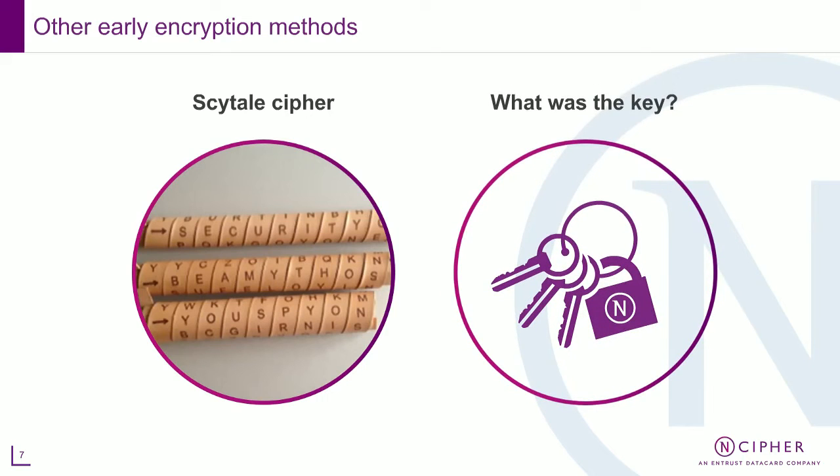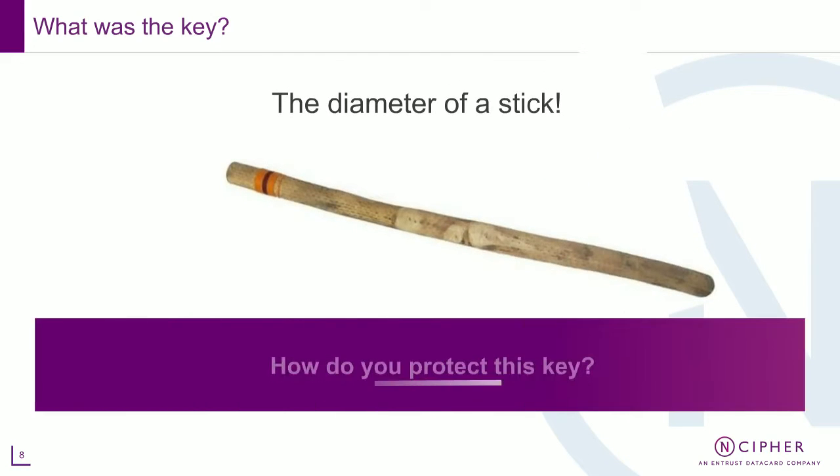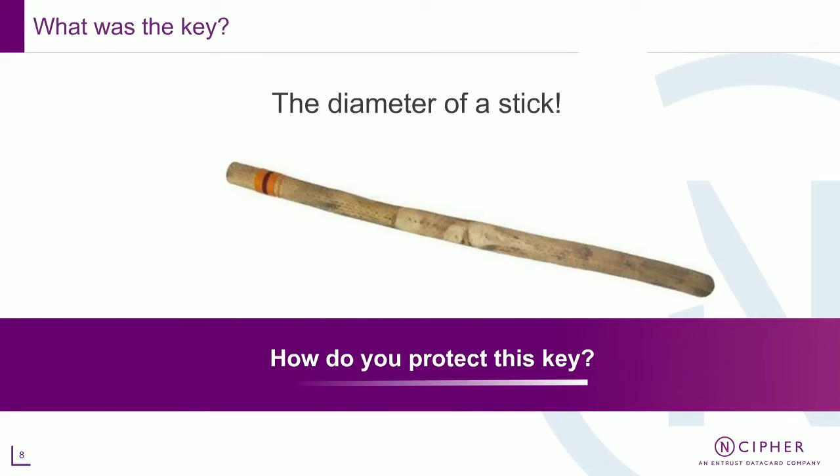And in this particular case, what was the key? Some people might say, well, the stick was the key. Of course, not necessarily. It was the diameter of the stick that was the key. So how do you protect this key? This is the important thing. How do you protect a key like this?